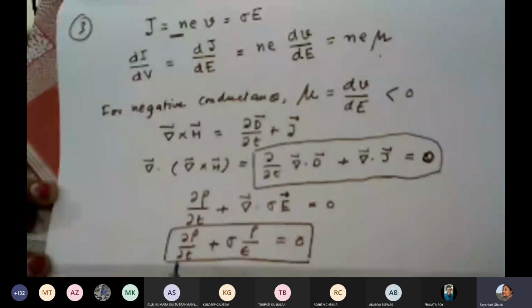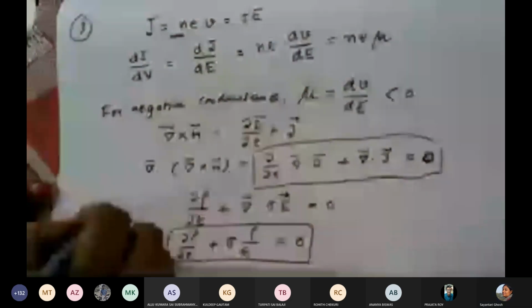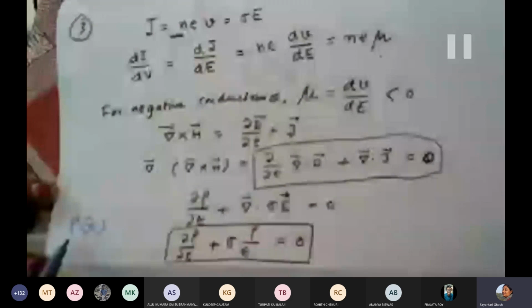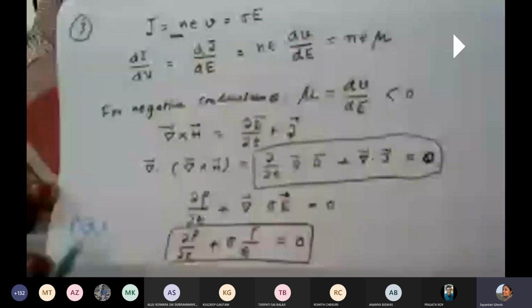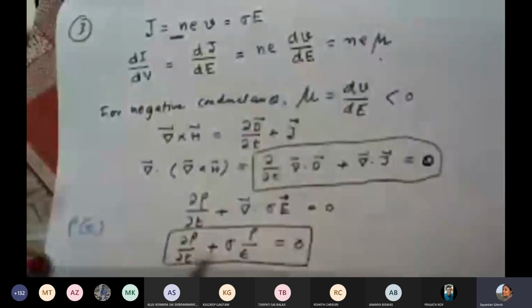This is the first order differential equation that tells you how rho varies with time. If I solve this equation, I will get rho, the charge density, as a function of time. Okay, so I will stop here for a moment and ask you if you have any confusions up to this point. If you have confusion regarding the Maxwell's equations, you can just refer to any electrostatics textbook, that will explain how the Maxwell's equations look. Here we have used the first one and the third one of the Maxwell's equations.